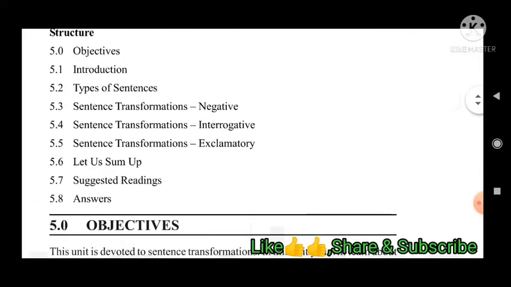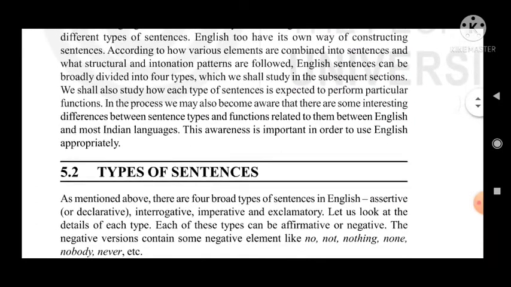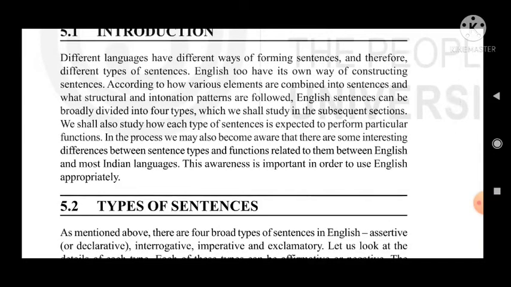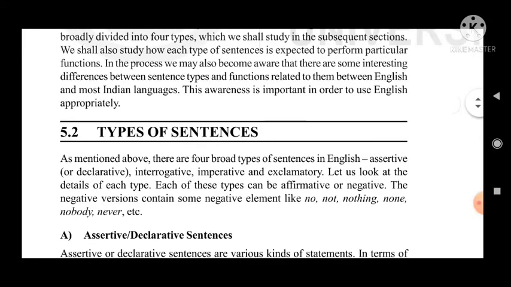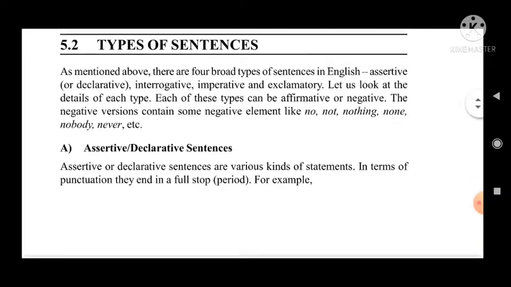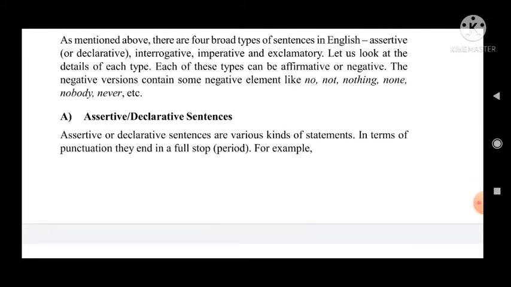So we will go to types of sentences and sentence transformations: negative, interrogative, and exclamatory. Objectives, introduction: in a sentence there are two parts, one is subject and another is predicate. I have already discussed this in my earlier videos, please go through it. And types of sentences, first of all the assertive or declarative sentences.